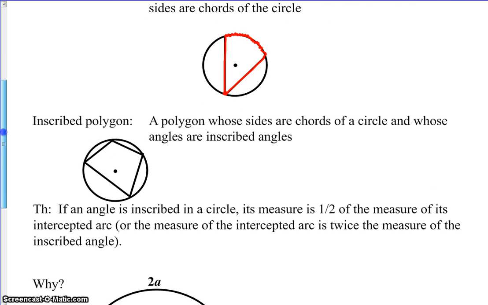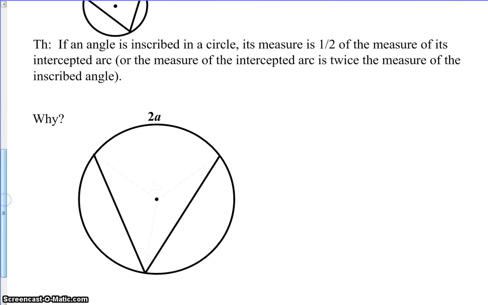We're not going to do a formal proof of this, but let's go ahead and take a look at why that happens. First, to do this, we're going to use some auxiliary lines. If I were to draw in the radii between the center and each point on the circle described by the inscribed angle, what I end up with are isosceles triangles. The reason these are isosceles is because the radii of a circle are congruent.